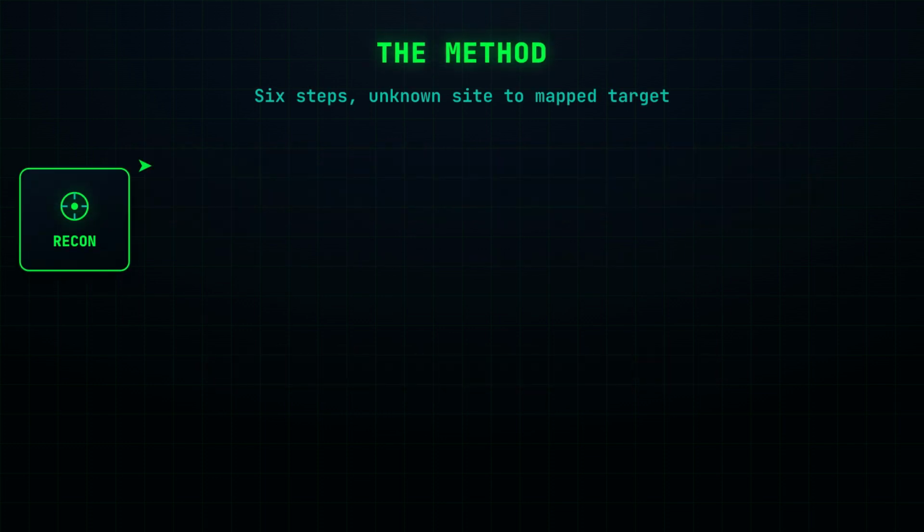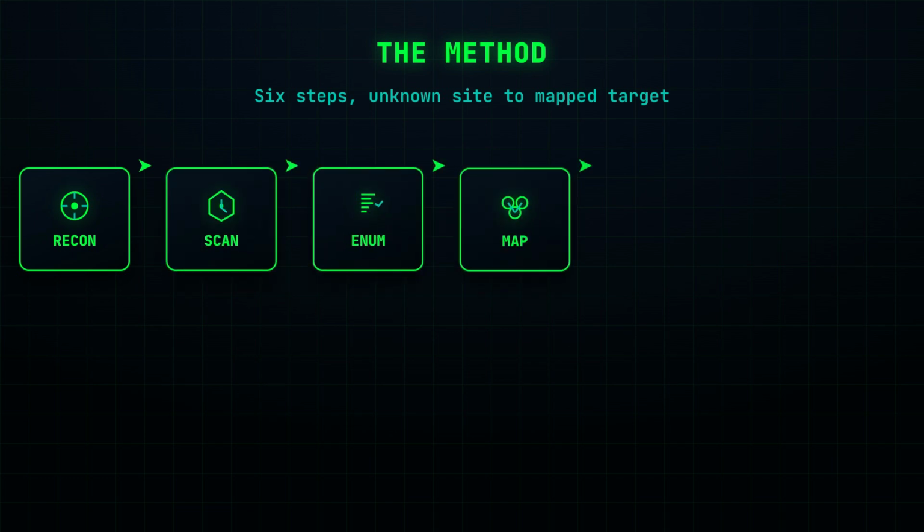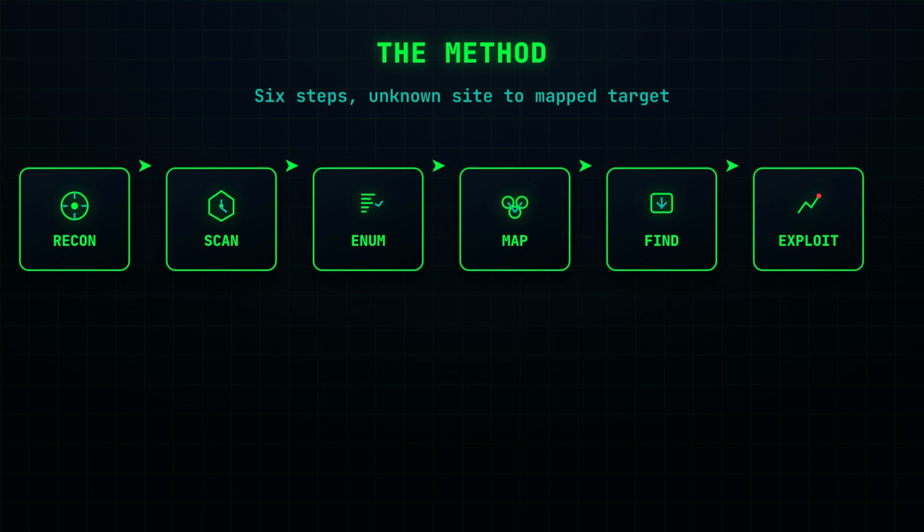So the method is simple. Recon, scan, enumerate, map, find, exploit. 6 clear steps, from a completely unknown website to a fully mapped target with a real weakness. That is how hackers find vulnerabilities, step by step.